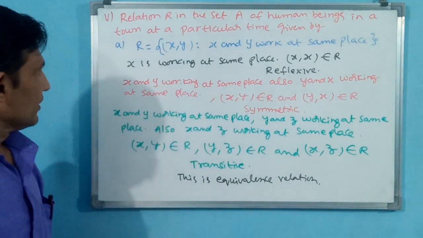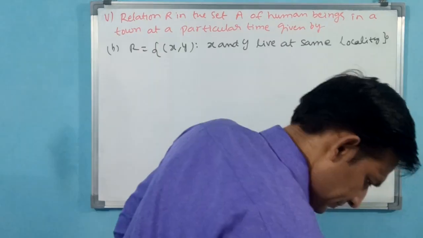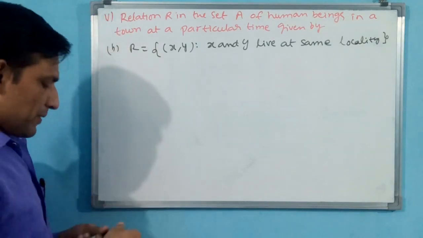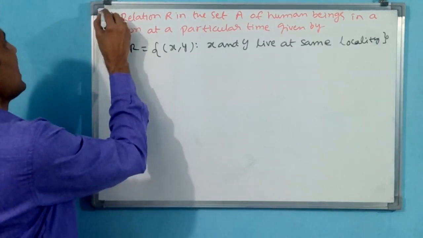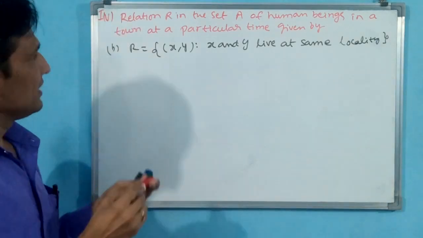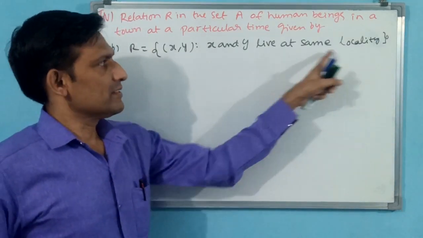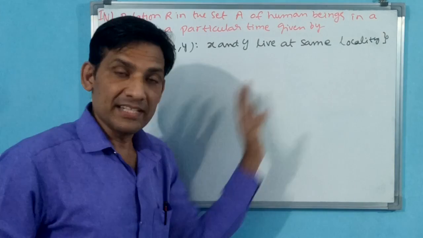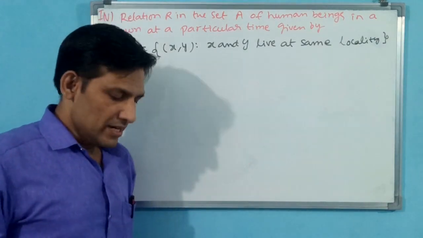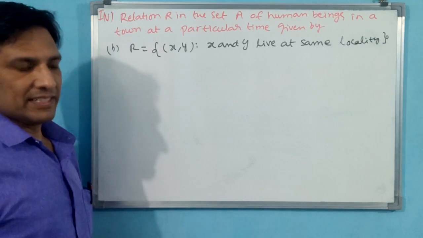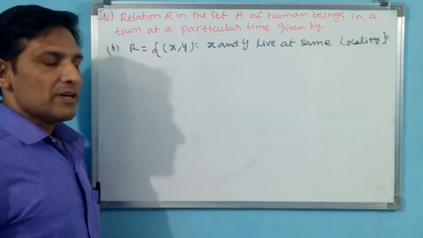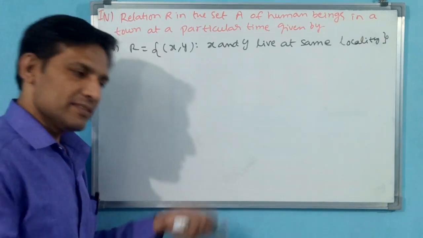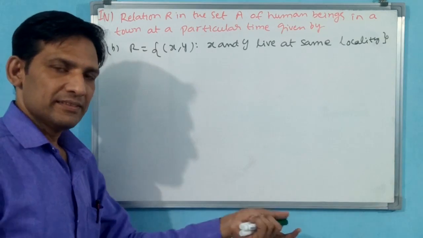We go for part B of this fifth question. Okay, part B you see. First question, fifth part, B. X and Y live at the same locality. See here, X is living in the same locality means living in the same locality is the relation. You understand, na? Living in the same locality is the relation. Now X is living in the same locality. Y is living in the same locality. X is also living in the same locality. X and X. Then this is reflexive.